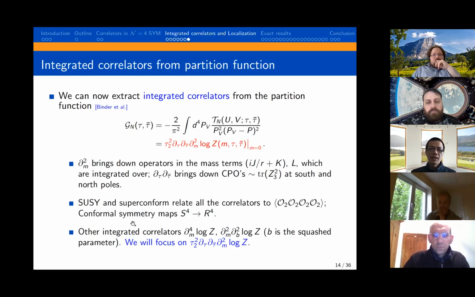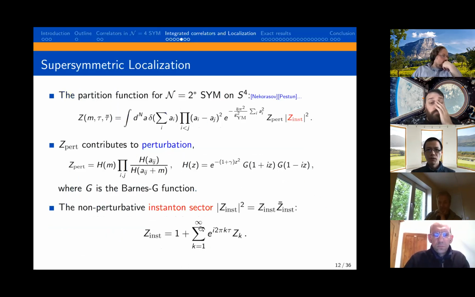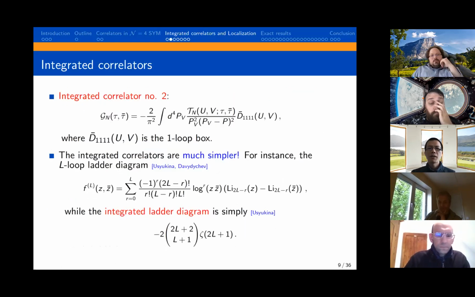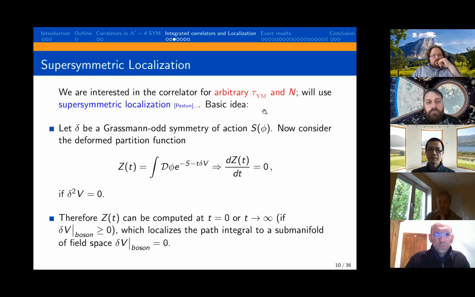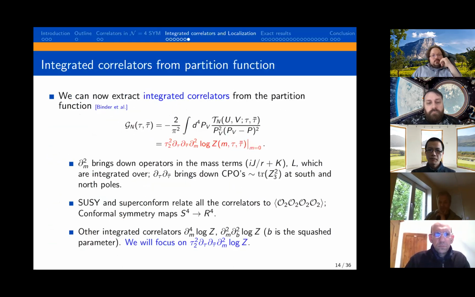Okay. So it turns out that you can take 4 derivatives with respect to other parameters. Say I can just take 4 derivatives with respect to mass only. That's the other integrated correlator, and people worked it out. Let me just remind you, the measure is this guy.